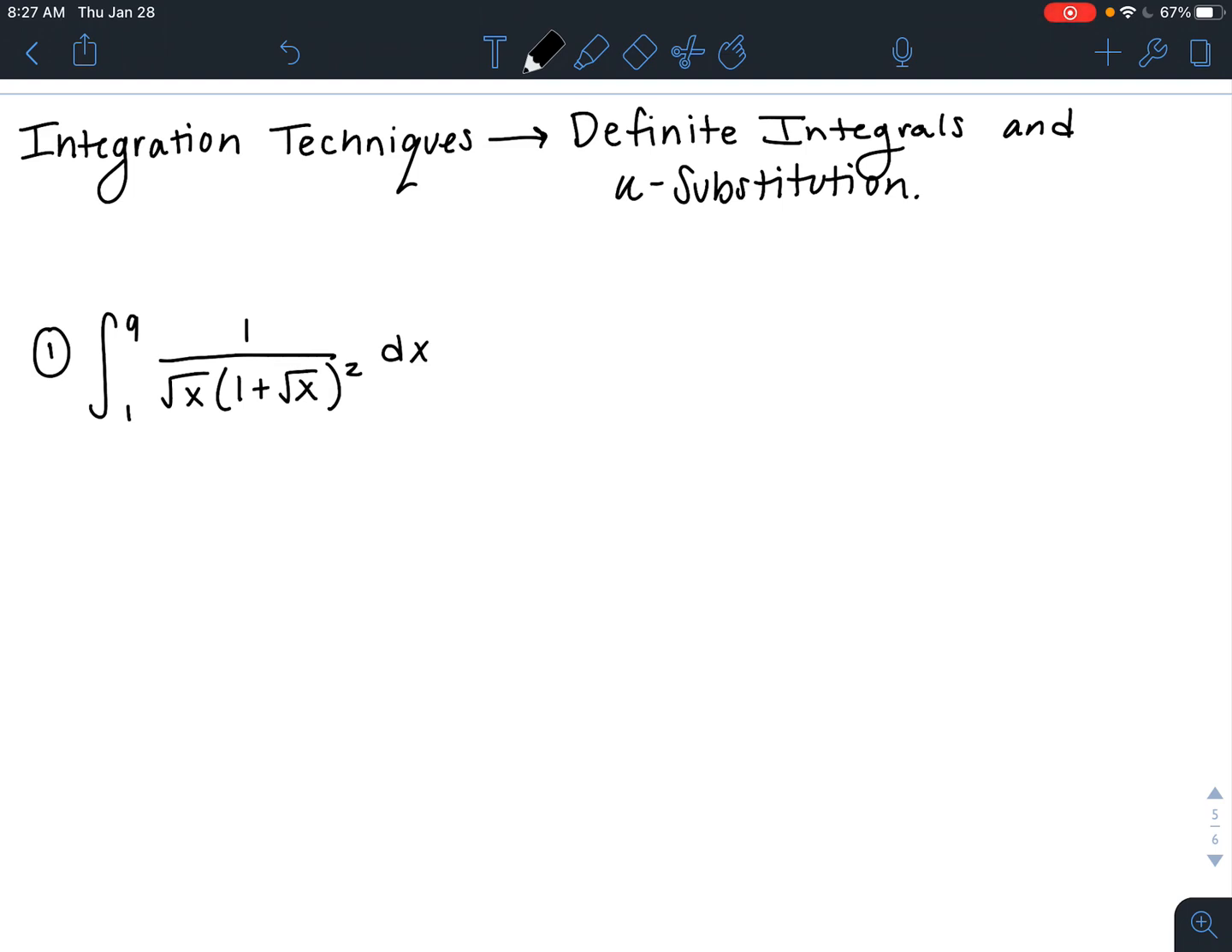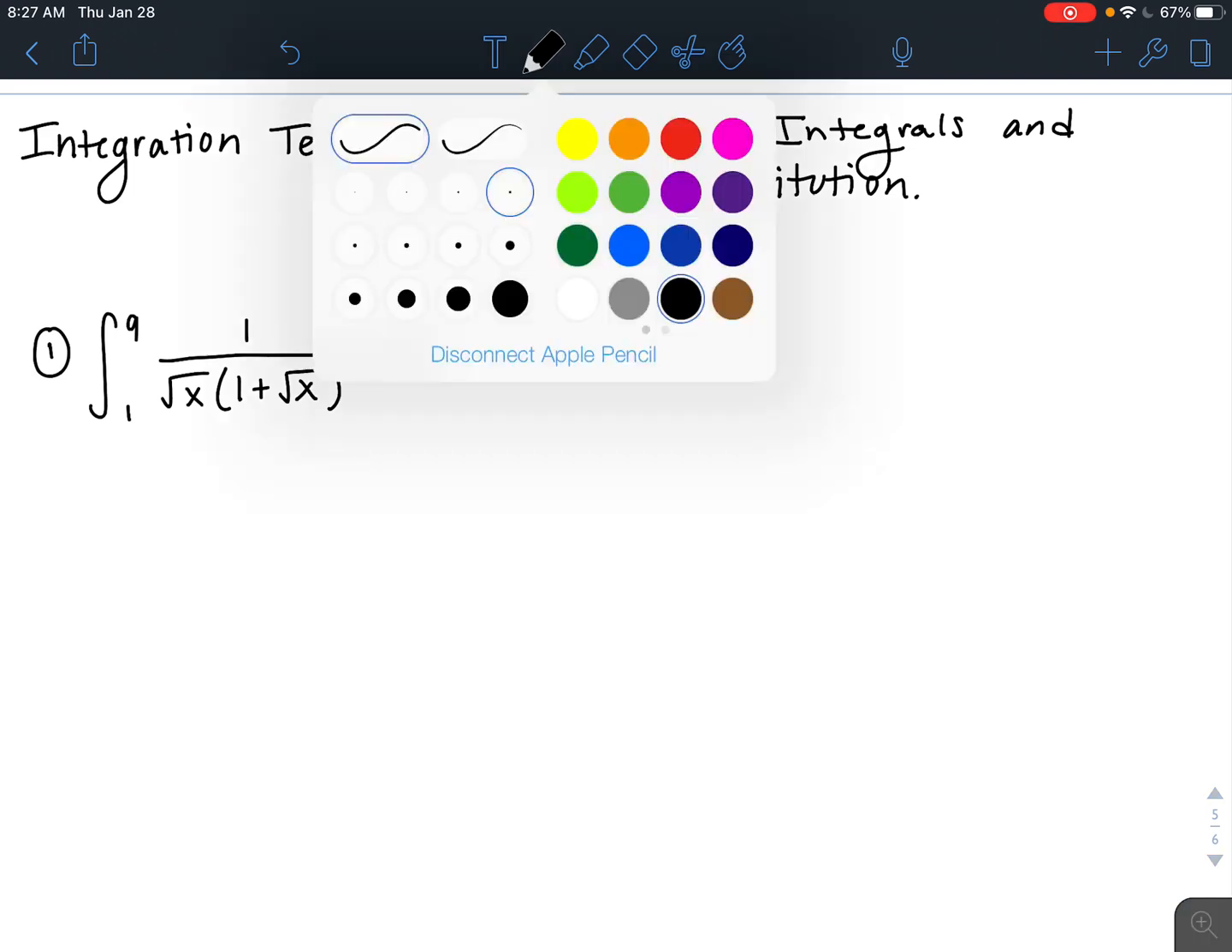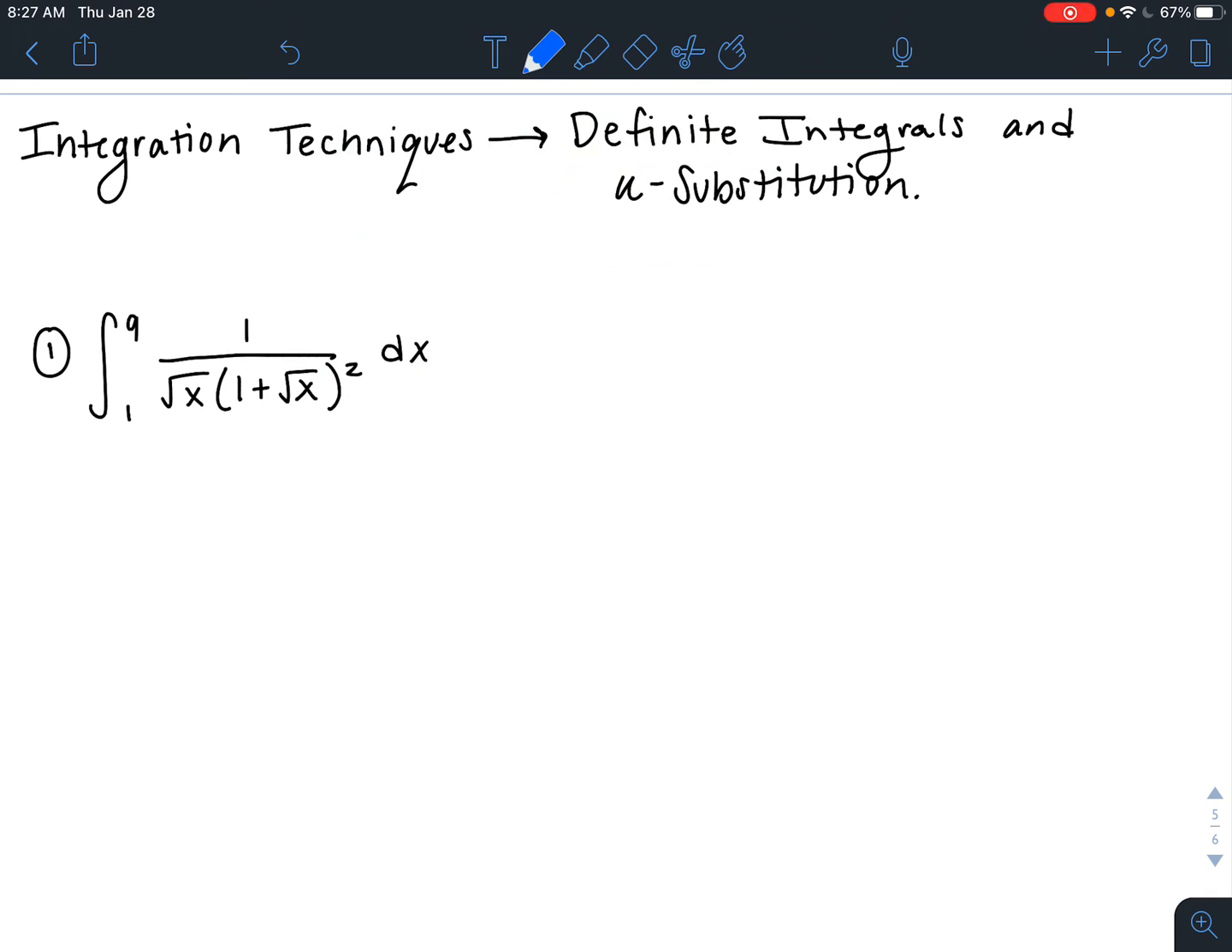So the first thing I want to say is, if you're looking at this function, there's a lot of craziness going on in the denominator. You could think, oh, I can easily square out 1 plus the square root of x, and then multiply that by the square root of x. But the tricky part here is that everything's in the denominator, so you don't actually want to do that, because then you're going to make it more difficult. Having it factored down like this makes it pretty easy to recognize.